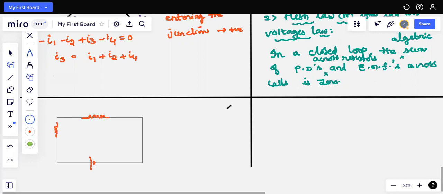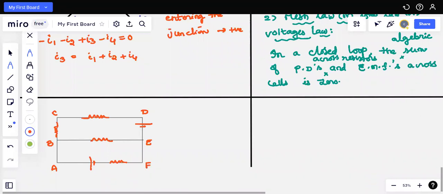And here I am taking one more line. And here I am taking one more resistor, and here a cell. Here one more resistor. And giving the names A, B, C, D, E, and F.